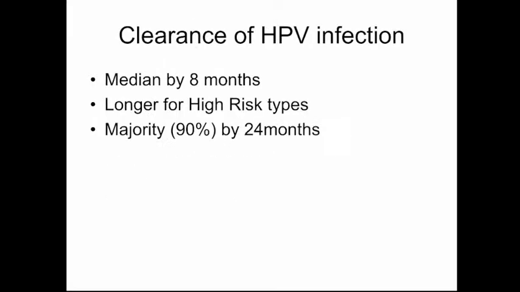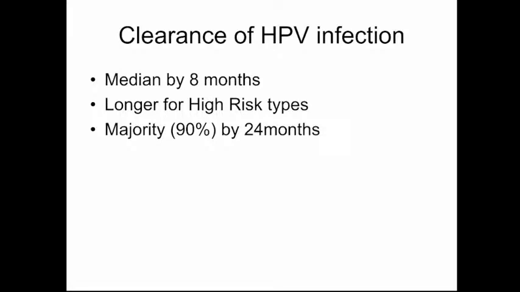Clearance of infection, the median period of clearance of HPV infection is about 8 months. It's longer for high-risk types. So, for example, it will be lower for type 6 and 11, but higher for 16 and 18. But the majority, more than 90%, will have cleared the infection by 24 months. This was actually established by following college students from when they come in, they have no infection, they become sexually active, acquire HPV infection, and how long it takes for them to clear the infection.